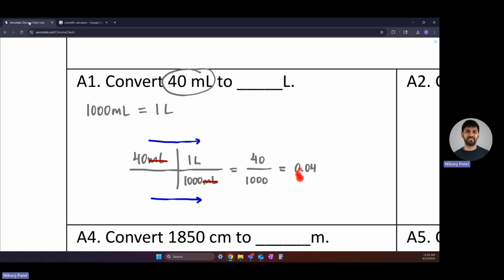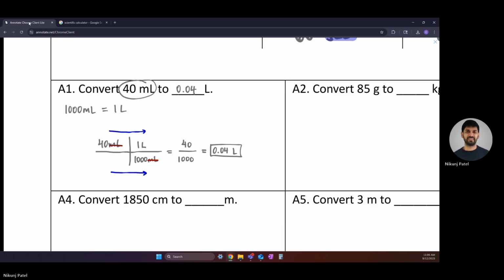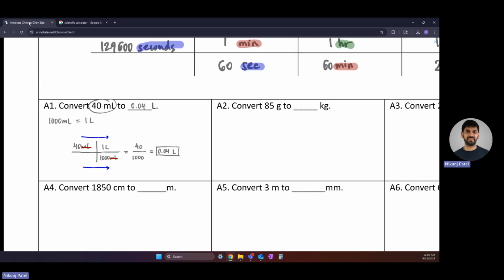And this answer is going to be in liters now. So we can just put an L after it. We're no longer in milliliters, we're just in liters. So now we can say 40 milliliters is equal to 0.04 liters. Let's try another example.